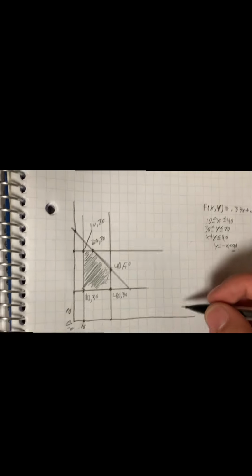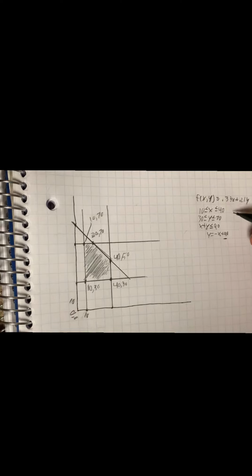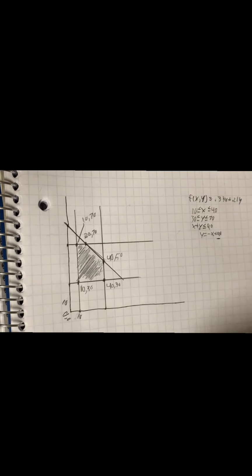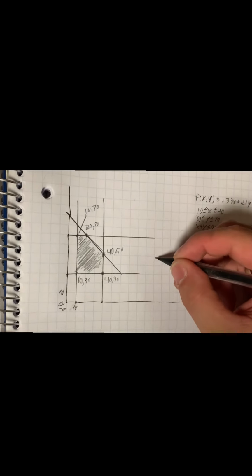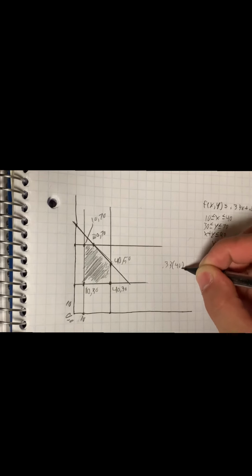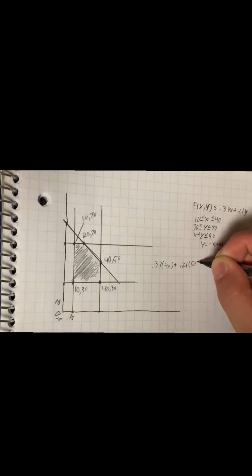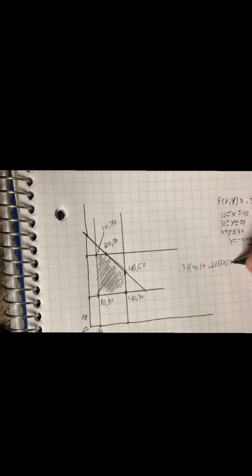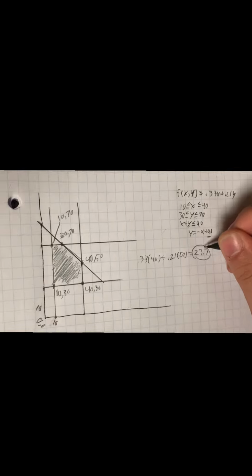Next, we will plug in each of these coordinates into our profit statement, and from there we can decide which statement will have a maximum value. We'll start with 40, 50. So 0.33 times 40 plus 0.21 times 50. So our first equation equals 23.7.